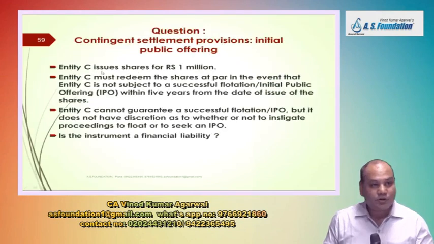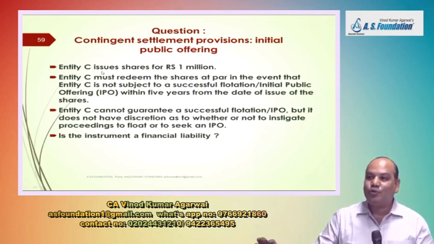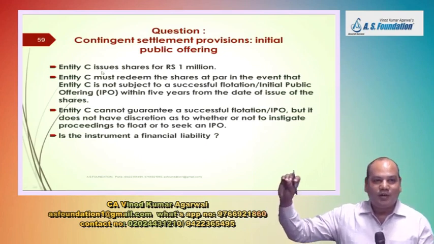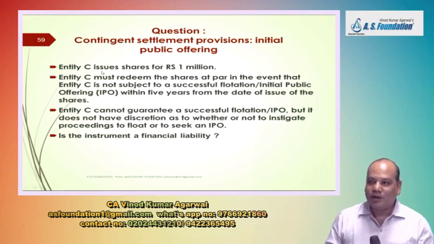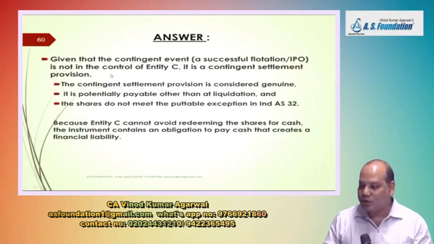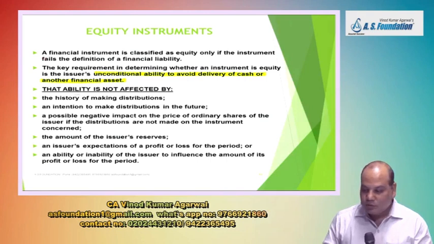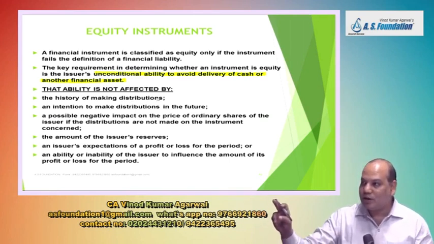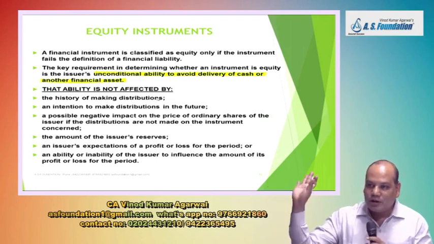But before that, the question that we had solved: we had that unconditional power to avoid the IPO forever. And therefore, that instrument had become equity to that extent. This ability is not affected even if the company is making regular distribution of dividend. Even if in the last 40 years you have paid dividend, still the instrument can be equity if the dividend is at the discretion of the entity, because next year you can avoid it.